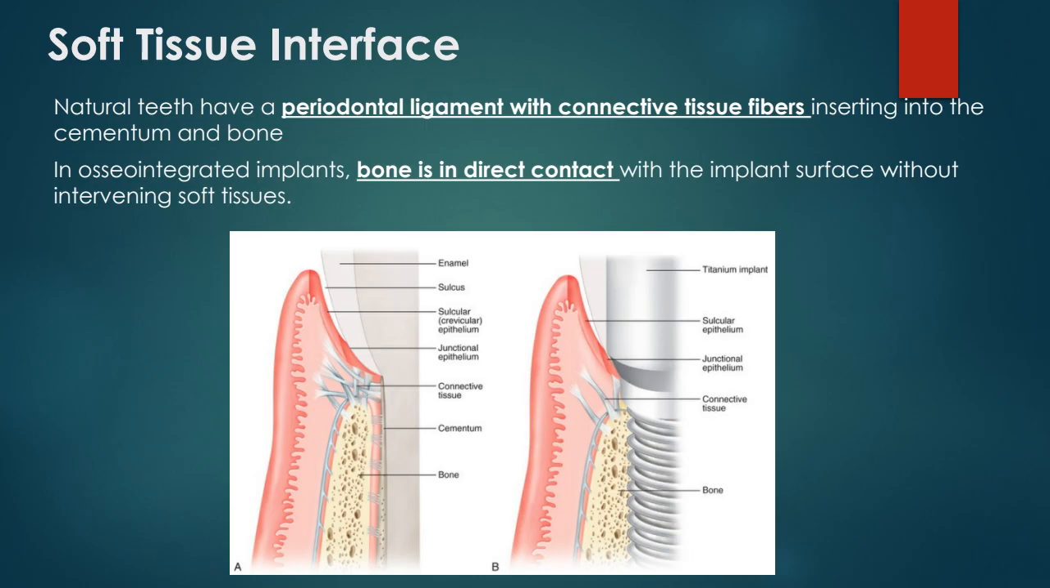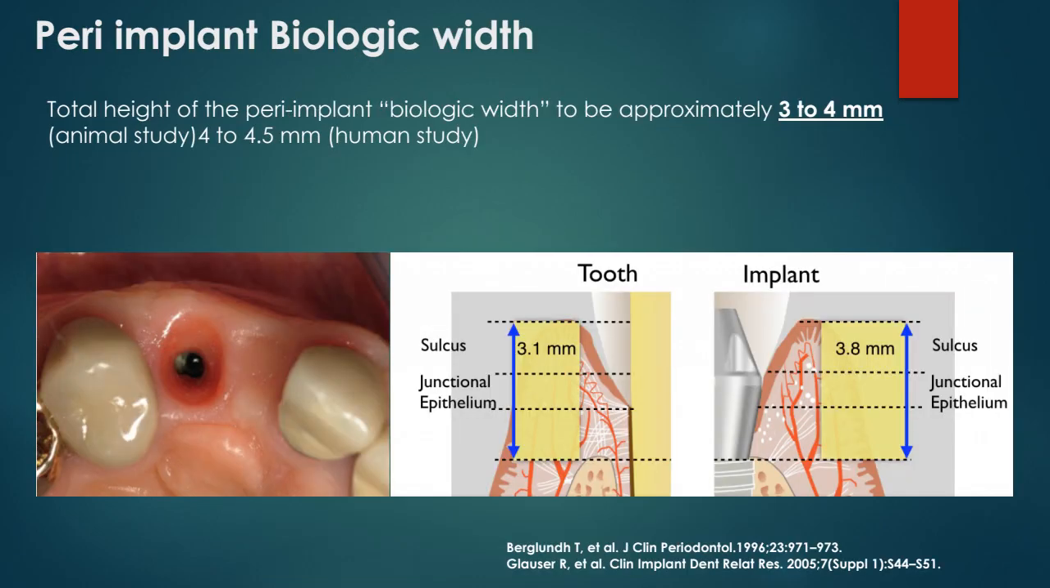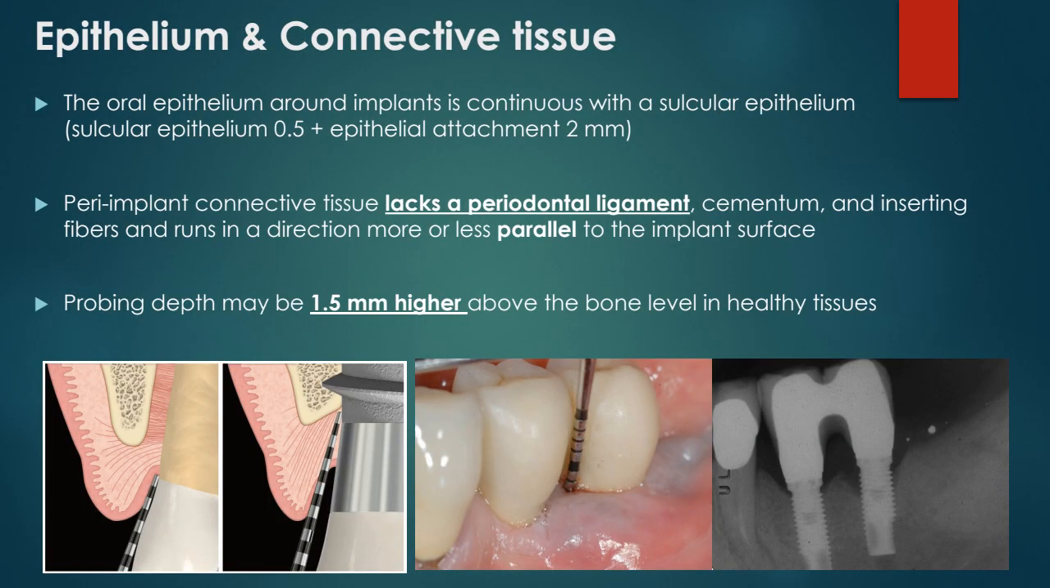Biological width exists in natural teeth, and we also have biological width in implants, but because of the orientation and the presence of the abutment itself, the biological width may be a bit larger, approximately 4 mm compared to 2.8, 2.9, 3 millimeters in natural teeth. The epithelium and sulcus formation are similar to the sulcus of an implant, but due to the orientation of the fibers, we may get a slightly larger reading of the periodontal sulcus when probing. So probing depths may be 1.5 millimeters higher in implants.